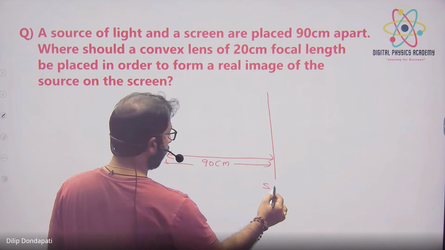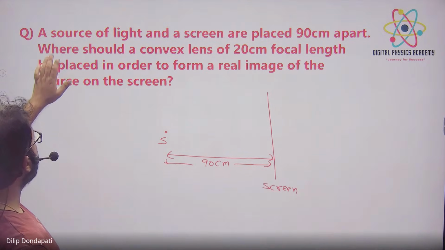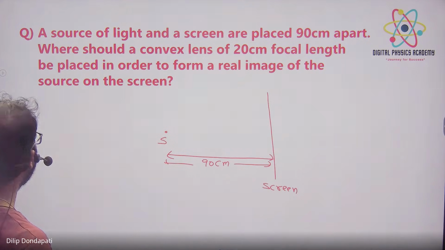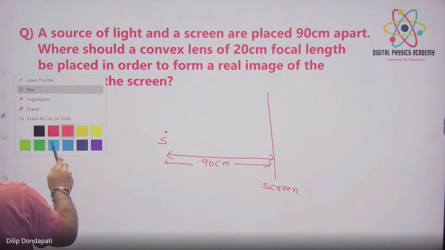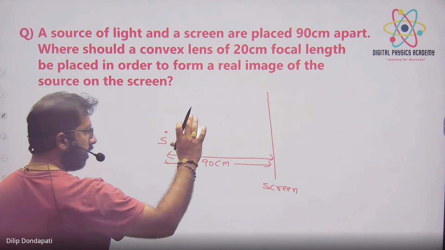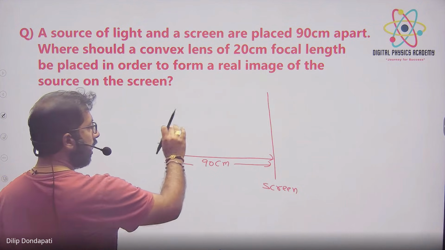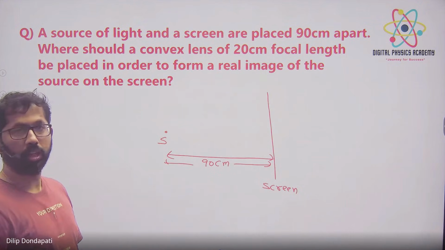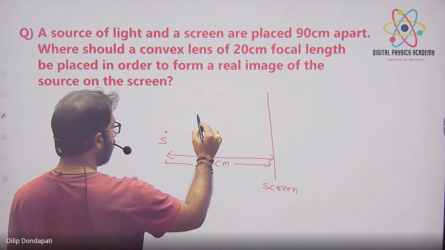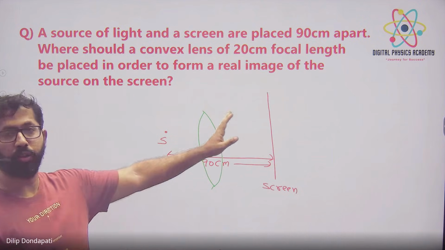This is the screen, where our image is formed. Where should a convex lens of 20 centimeters focal length be placed in order to form a real image of the source on the screen? At which position from the source should I place the convex lens so that the real image is formed exactly on the screen? Suppose I placed a convex lens here, so that the real image is formed on the screen.